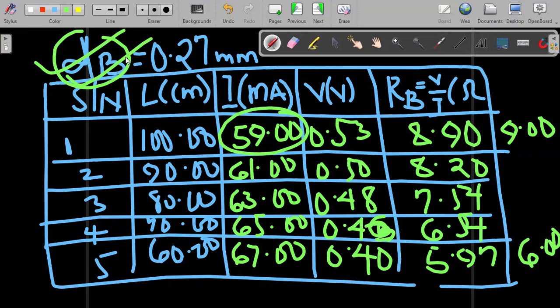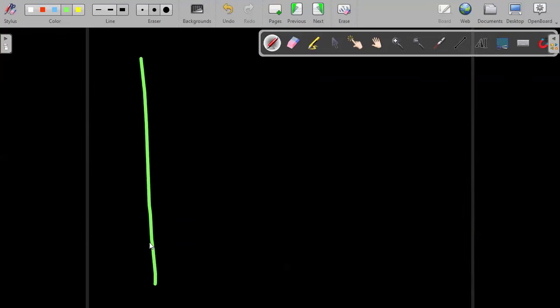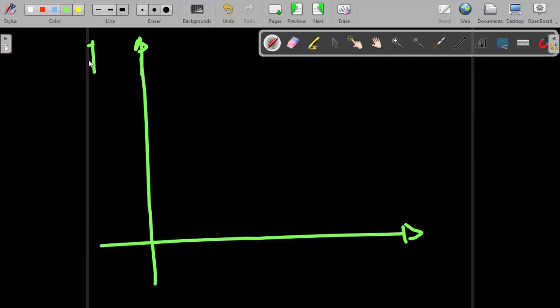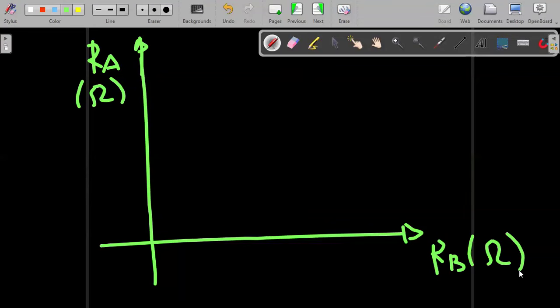Okay, so what they will ask you is to plot a graph of R_A against R_B. You have to draw two axes like this. Here's your R_A, and you must put the units in ohms. Here's your R_B, also in ohms. If you don't put that, you lose marks, like I said. Do you understand?